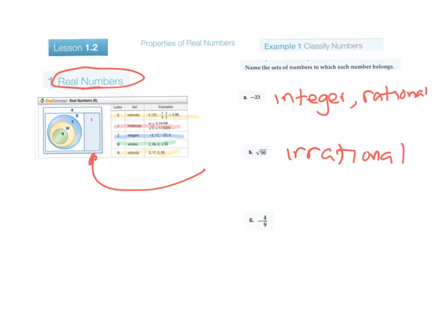All these are real, so you don't have to put reals down, but you do need to put the other subsets. So if we look then at our fraction, it's not natural and it's not whole, and it's not an integer. So the only thing it can be is a rational number. And that's our classifications of real numbers.